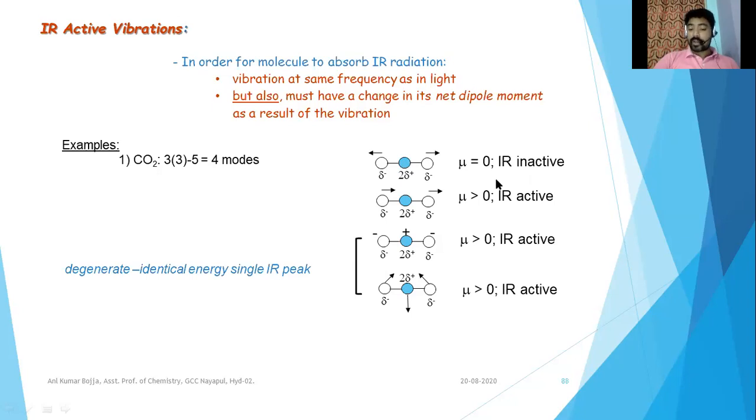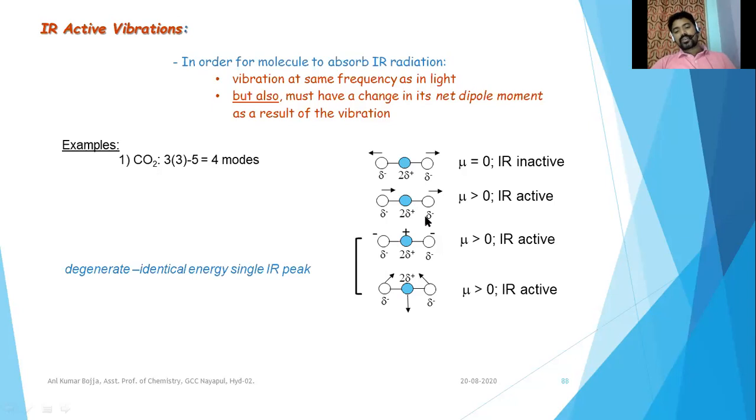In this type of vibration, of course, the molecule is absorbing the energy and undergoing the vibration, but the vibration is not bringing any dipole moment change. Therefore, mu is equal to 0. We cannot observe the absorption band regarding this symmetrical stretching vibration of carbon dioxide.